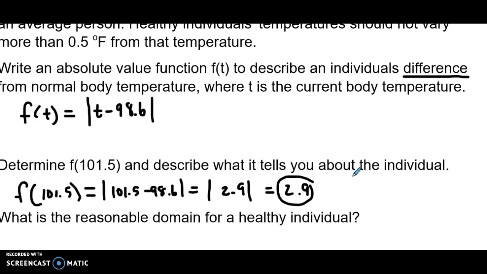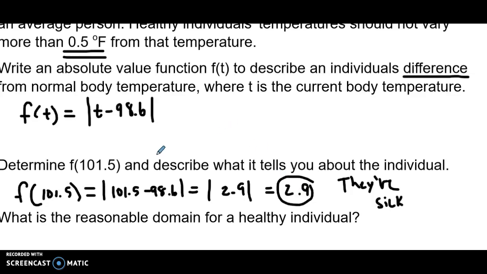What does this tell you about the individual? You probably already know this, but if you have a temperature of 101.5, they're sick. And this is because their temperature is more than the 0.5 degrees from the normal temperature. It's 2.9, which is greater than 0.5.